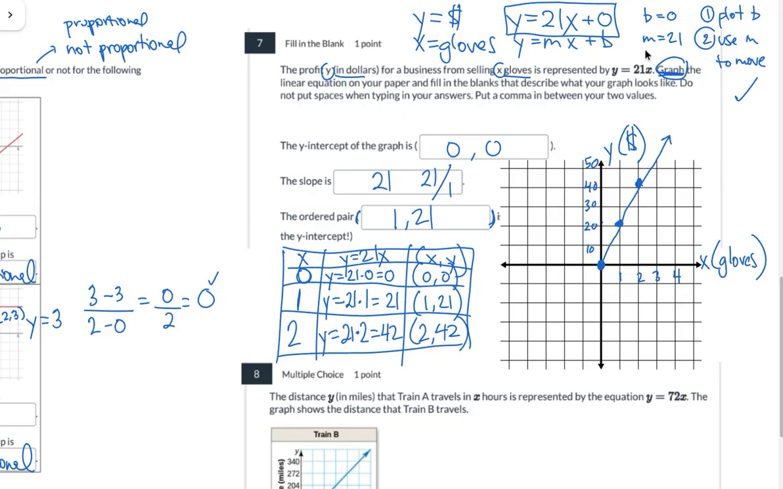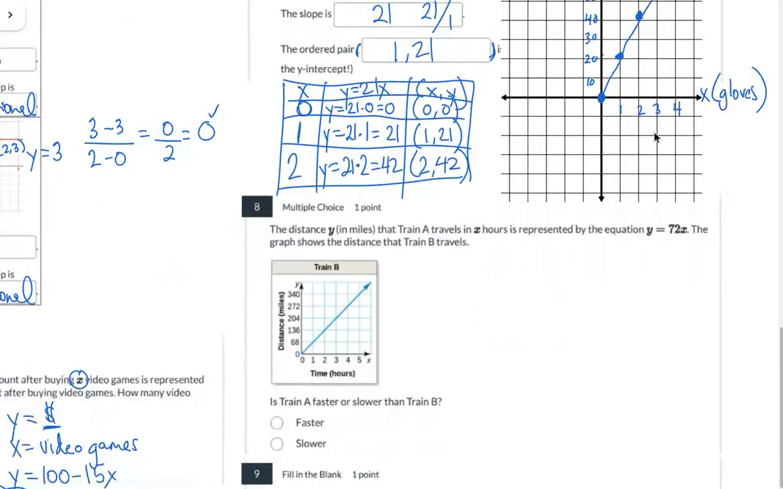Or if you had just used this method using the format and pulling out b and m and plotted it, you could have picked the point off of the table or off the graph and still submitted it as an ordered pair, because an ordered pair is just a coordinate point, which means it is a solution to the line because it falls on the line. All right, moving on to number 8.